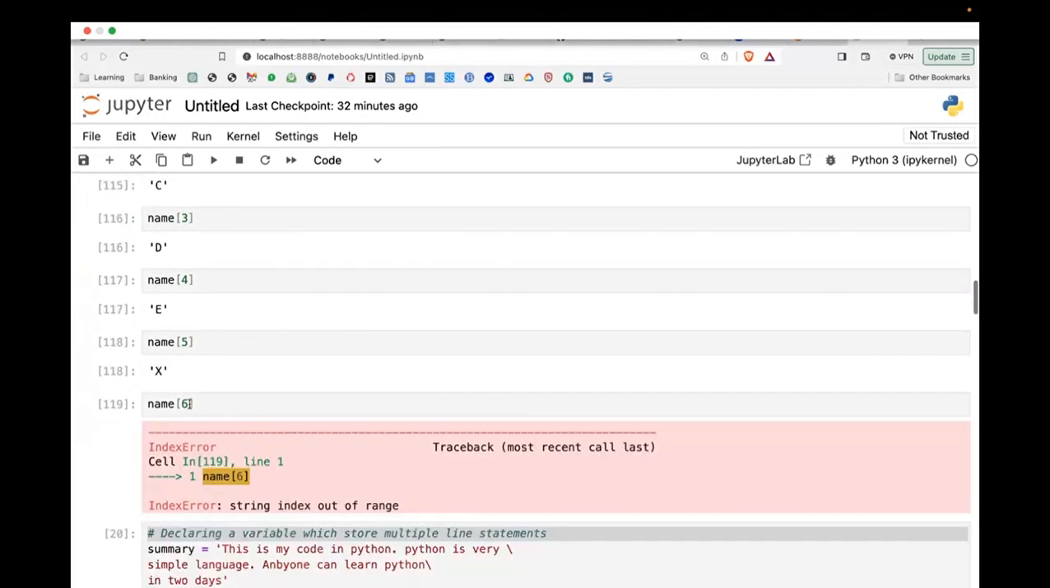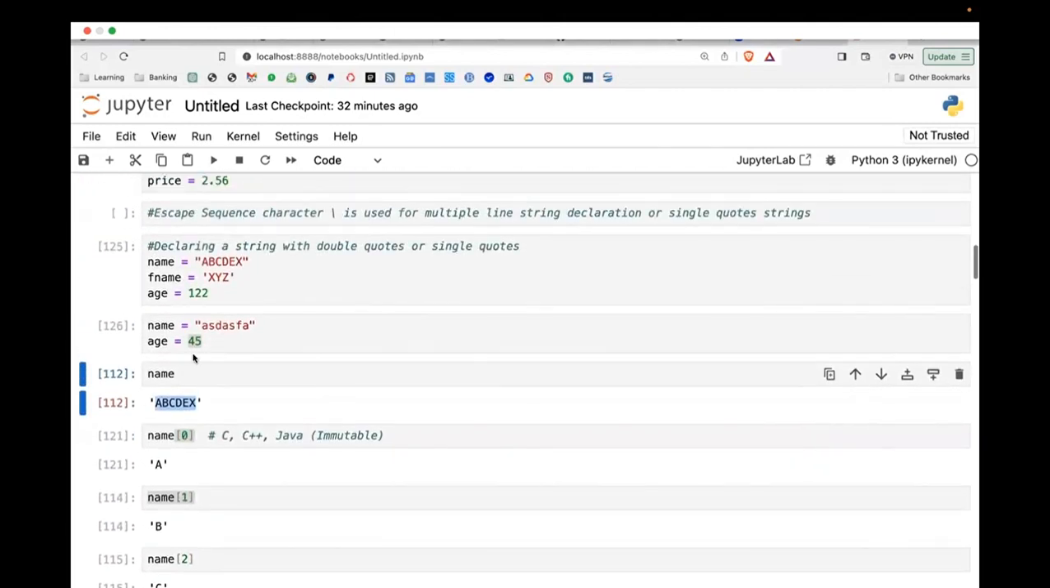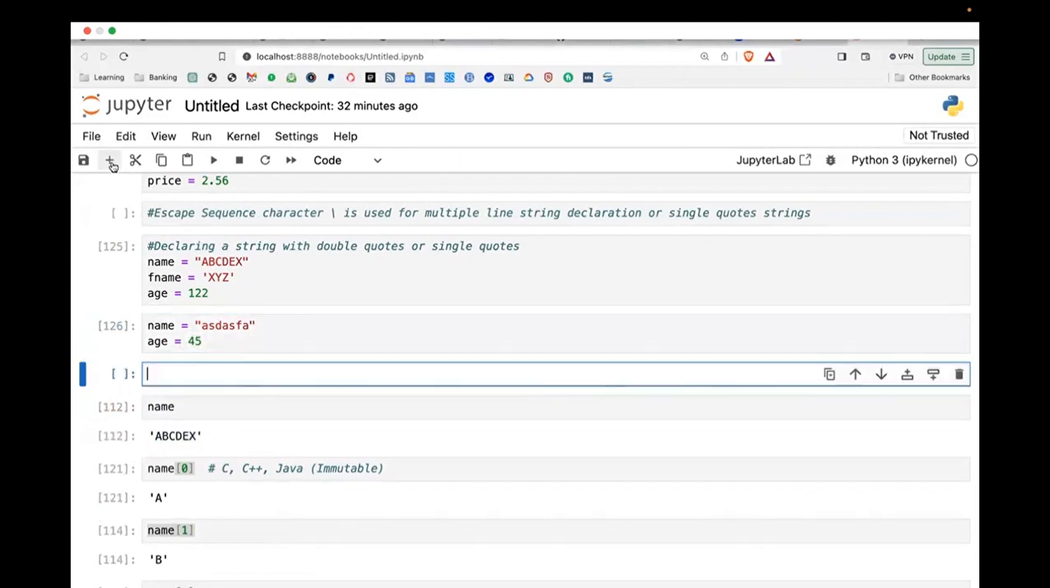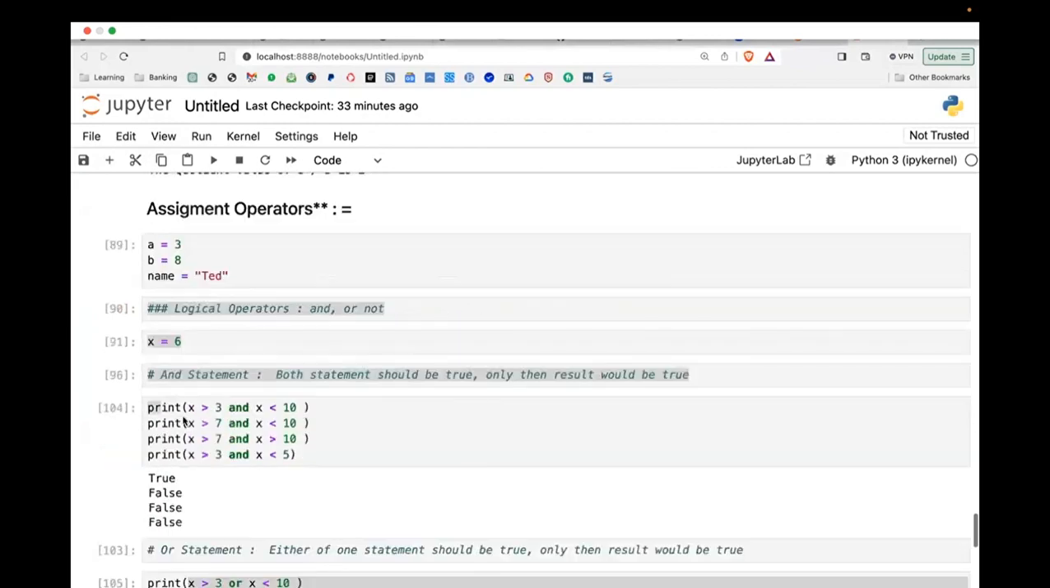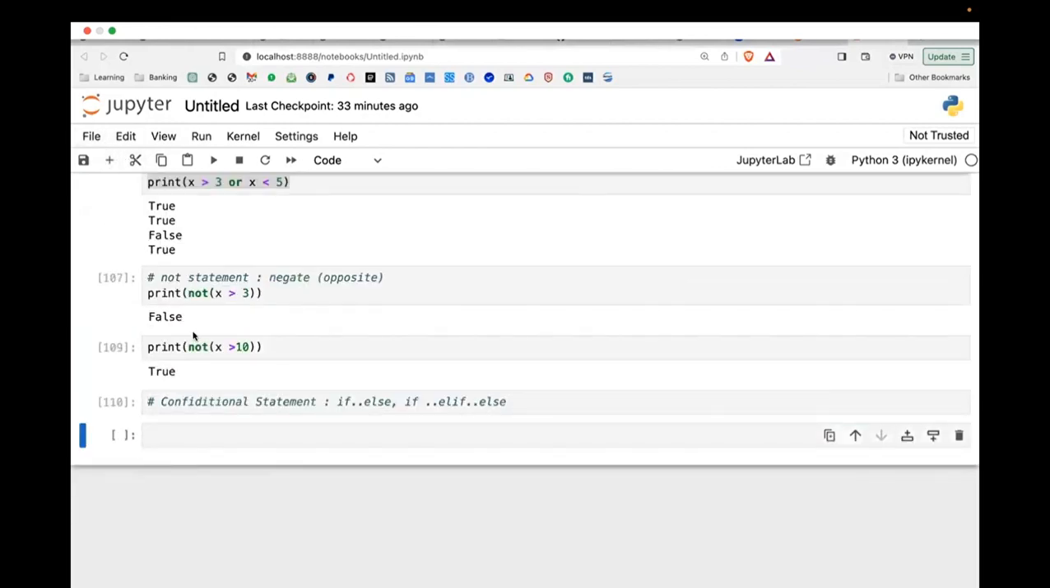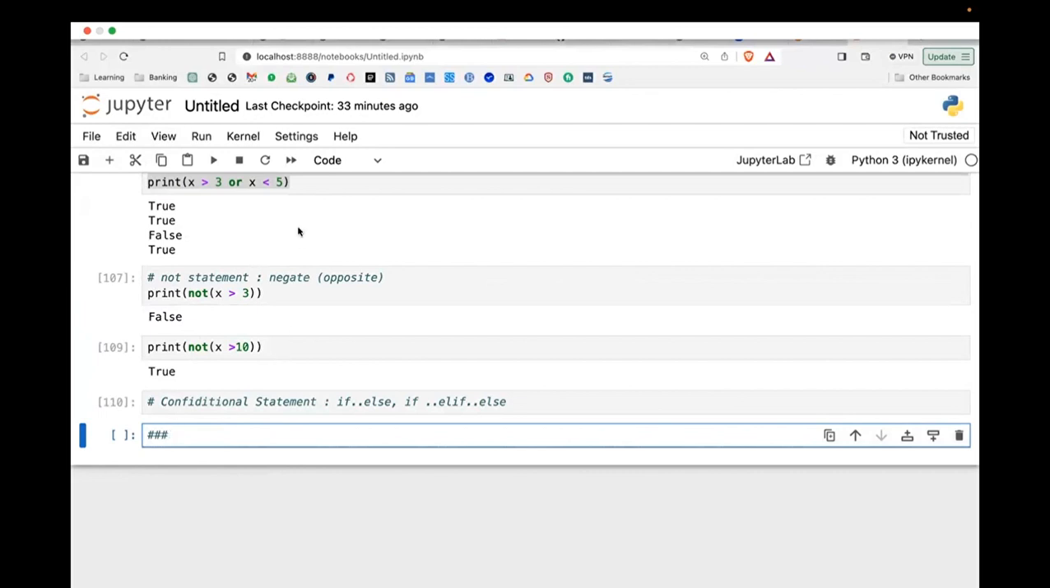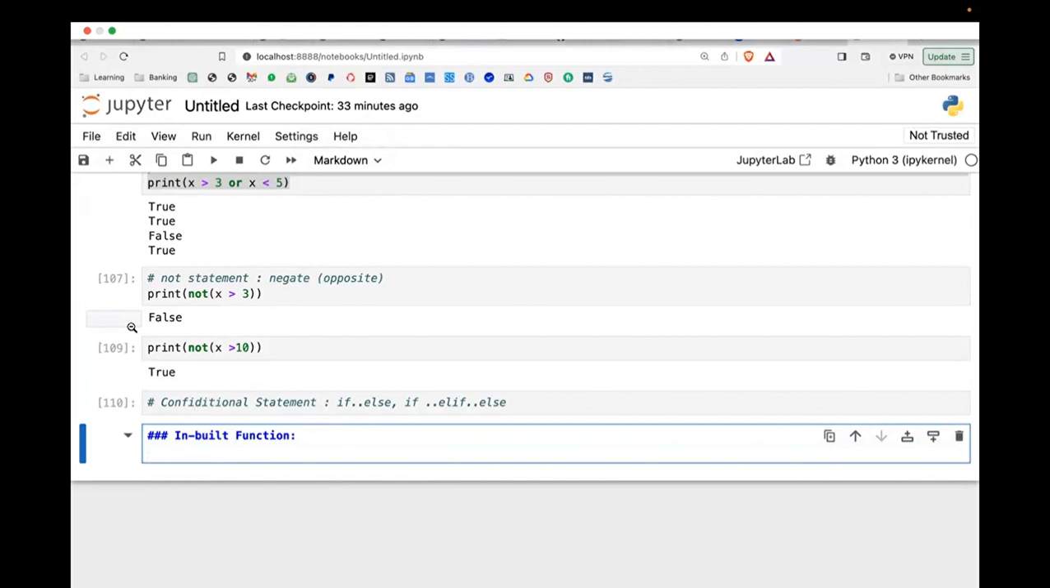Okay. How many characters are there in the string? There is another function called the length function. Python has a few inbuilt functions, such as the very first one, the len function.